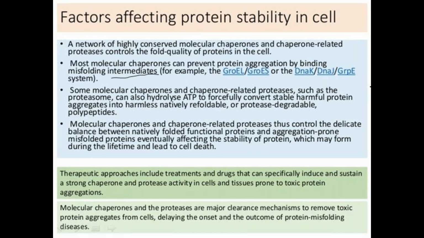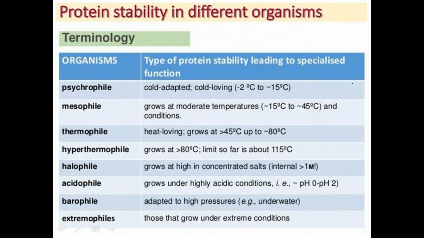Misfolded ones can be deleted, and toxic intermediates that are causing disruption in the structure of protein can be deleted by using these molecular chaperones. Okay, these are mainly affecting the protein stability in cells. Different organisms are present at different temperature and pH conditions, and based on that, different growth patterns are present for different organisms.